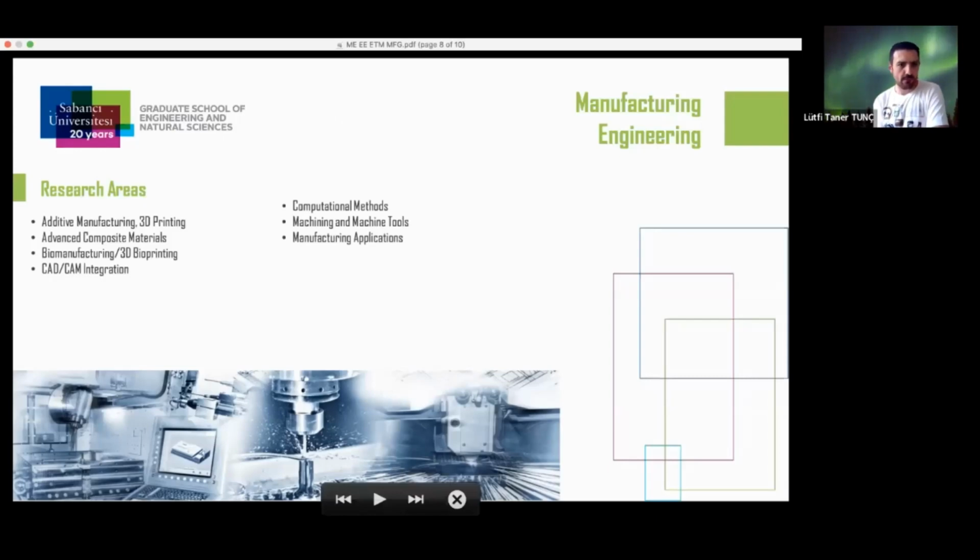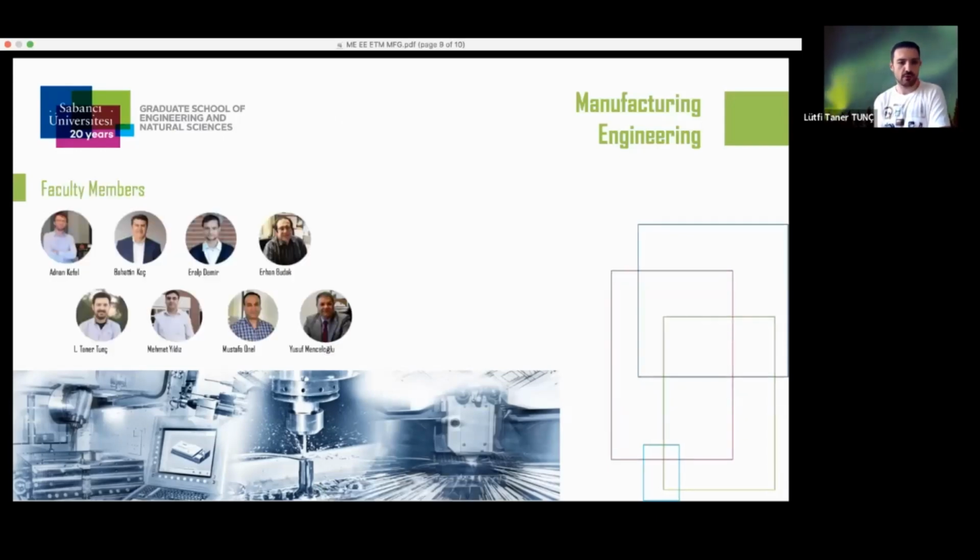So if maybe we can move to the next slide, I will talk about our faculty members who are making up the manufacturing engineering group, or program, let's say. We have Adnan Kefal, and he is working on computational mechanics and also structural health monitoring, which is quite important for big structures, which may be undergoing cyclic fatigue and so on. So you may be using sensors, for example, to monitor the health of the structure.